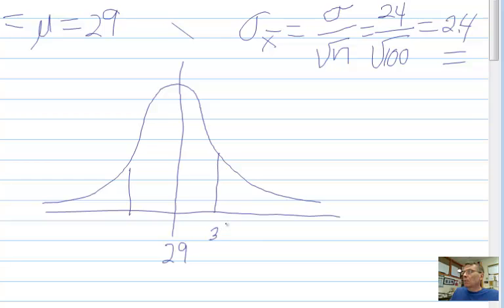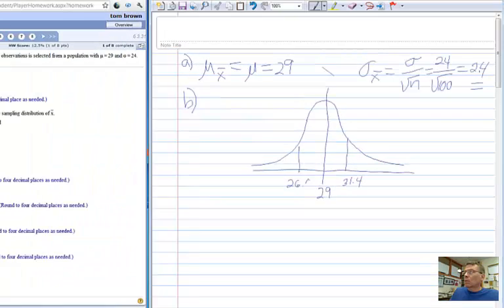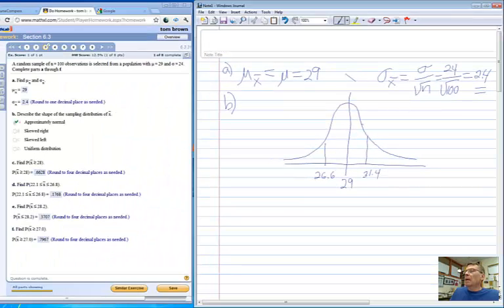For example, we know that the amount of area under the curve between 26.6 and 31.4, which is the mean minus 1 standard deviation and the mean plus 1 standard deviation, should be approximately 68%. So 68% of the area under the curve should be between here and there. We know that using the empirical rule and using this information we have from Part A. Okay. So let's go to Part C.